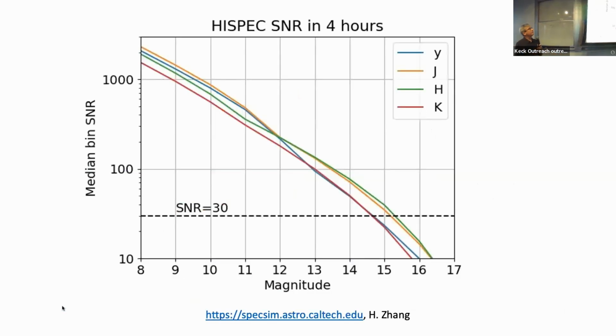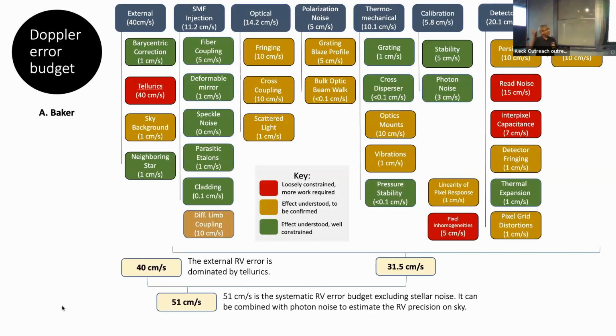Here are some recent simulations showing the point source sensitivity. So, 4-hour integration. This is signal to noise per resolution element, showing that we're reaching this 15 Vega mag limit at relatively high SNR. So a very capable instrument. We're also aiming to really do our homework here on the internal radial velocity precision. So Ashley Baker has led a detailed error budget. We're focusing at the system level for how to achieve high precision for radial velocities.